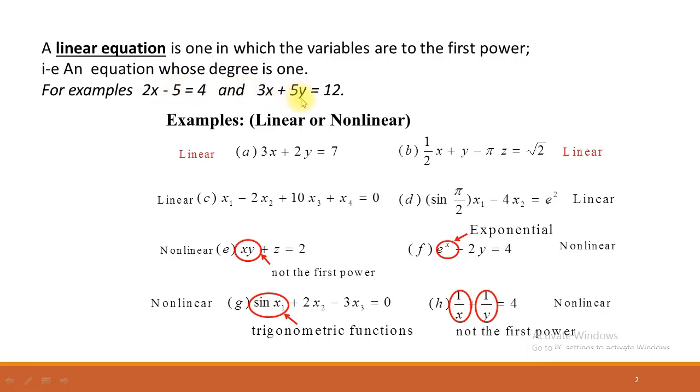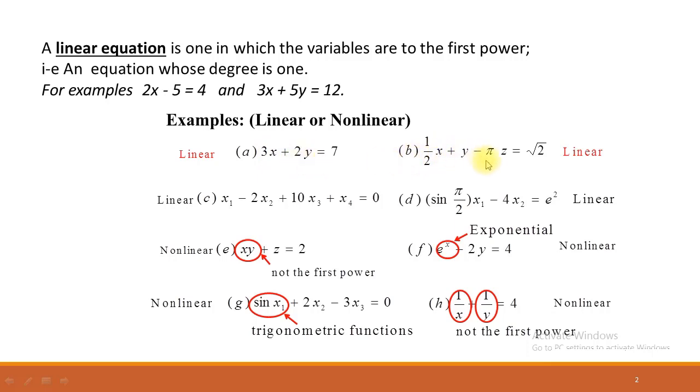Similarly, 3x plus 5y is equal to 12. Since in this equation the highest power is 1, the degree of this equation is 1, so the equation is linear. Now here are some examples of equations, and we try to identify whether the equation is linear or non-linear. Suppose we have the equation 3x plus 2y is equal to 7. This equation is linear because the degree of this equation is 1.